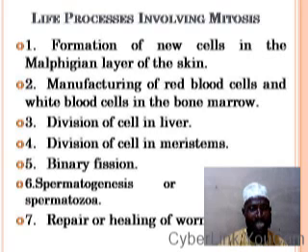Another one of the life processes involving mitosis is the manufacturing of blood cells in the bone marrow. We have two types of blood cells. We have red blood cells and white blood cells. Then another process involving mitosis is the division of cells in the liver. Another process involving mitosis is the division of cells in the what? In the meristems of plants.